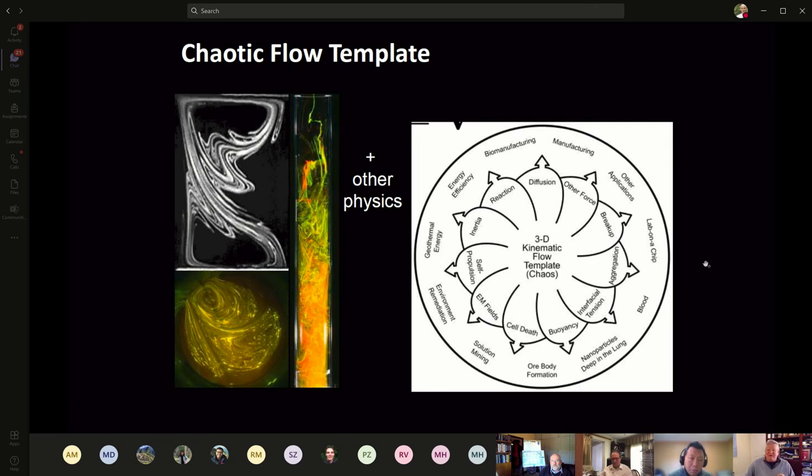Other people might want to start outside and just run a computation or an experiment. But I think for understanding things at their most basic physics level, you've got to understand the kinematic flow template that's behind this.